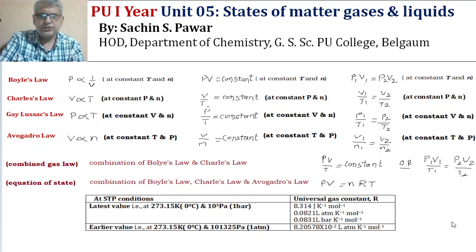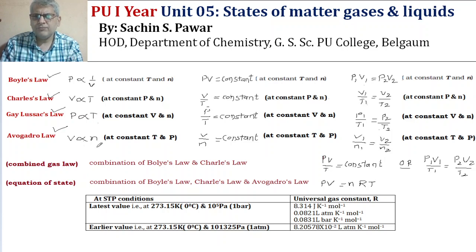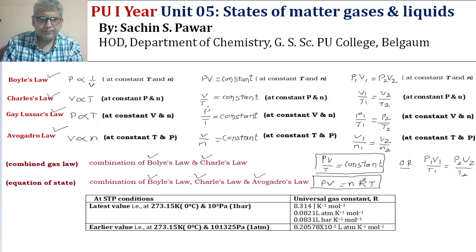In our previous videos we have gone through various gas laws, and the list of all of them is on your screen. We have learnt Boyle's law, Charles' law, Gay-Lussac's law, Avogadro's law, and their mathematical forms. We have combined Boyle's law and Charles' law to get the combined gas law. And we have combined Boyle's law, Charles' law and Avogadro's law to get the equation of state, also known as the ideal gas equation. We have also deduced the value of R using STP conditions. We have used old STP conditions and new STP conditions.